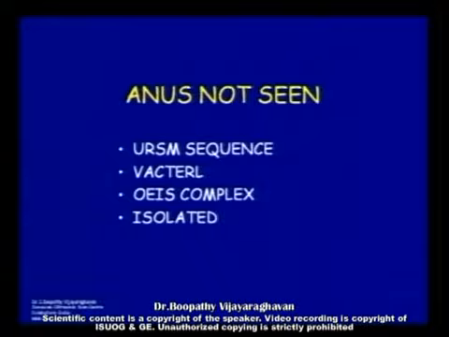Now, it is not seen in urorectal septal malformation sequence. I thank Dr. Suresh for briefing the embryology. You are all now familiar with it. When the urorectal septum fails to come down and meet the cloacal membrane, we get the urorectal septal malformation sequence. Non-visualization of the anus can also be part of a VACTERL sequence or OEIS complex, otherwise cloacal exstrophy, or it may be isolated.